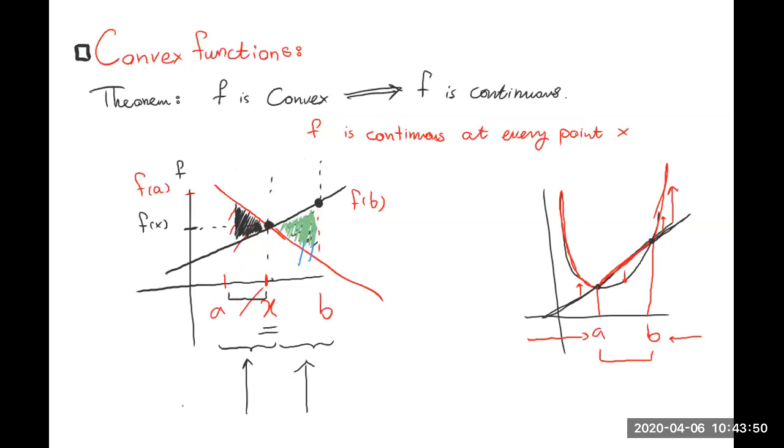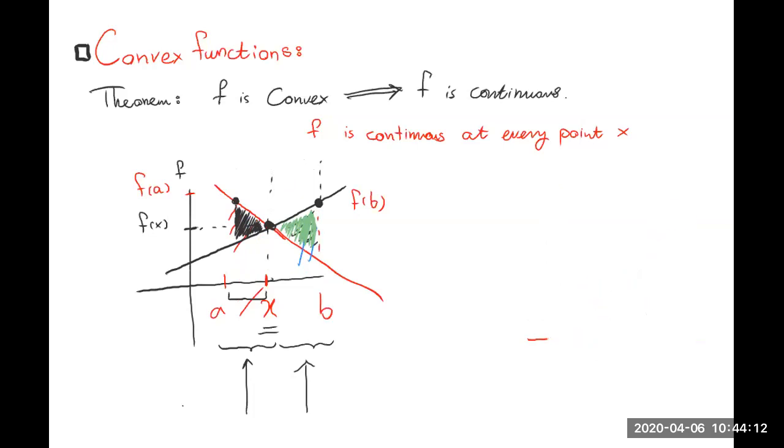Whenever we take three points, A, X, B, we can connect A to X with a line and B to X with a line. And the graph of the function should always be inside this black and green area.